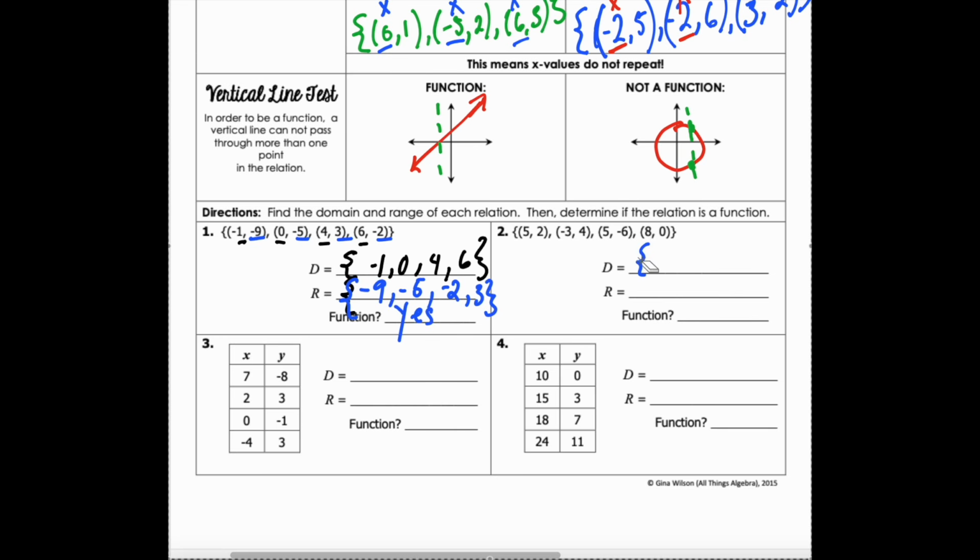Let me use a different color. We're going to list all of our x values first. So we have -3 first, then we have 2 5s, and then we have an 8. So let's go ahead and write down -3, 5, and 8. Notice how I did not write 5 twice. That's not necessary. And then for our range, we have 2, 4, -6, and 0. So let's write that: -6, 0, 2, and 4. And then, is this a function? No, it's not a function. We have this repeating 5, which makes this not a function.